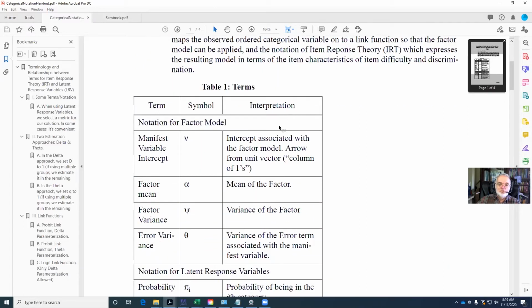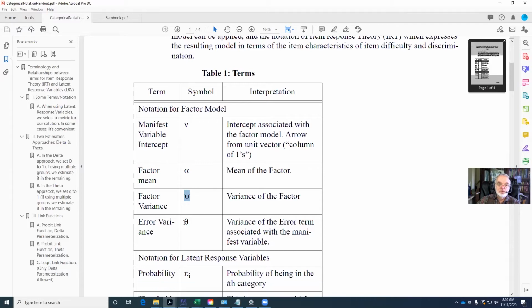There's some Greek notation, and the first little bits are going to be exactly what we've been talking about with your old Mplus notation of the factor model. It's modified LISREL notation. So a manifest variable is just the intercept associated with that model. It's the arrow from the unit vector pointed at a manifest variable. A factor mean is denoted with alpha. A factor variance with psi. That's one of two options you can use. And our residual variances are usually denoted with theta.